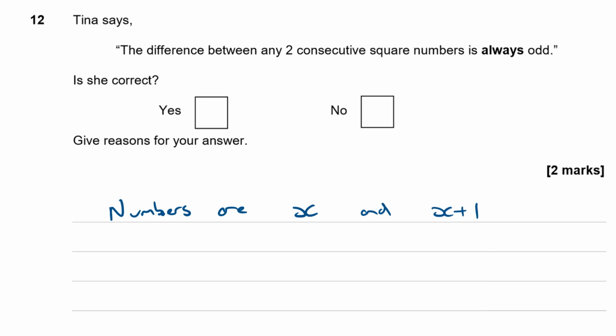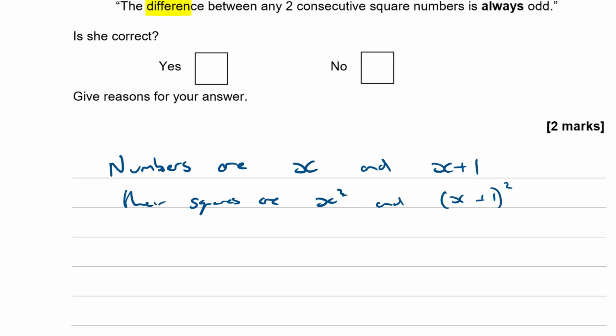So if I've got two consecutive numbers, x and x plus 1, then their squares are going to be x squared and x plus 1 all squared. And then if I want the difference between those, that's one take away the other, isn't it? So if I have x plus 1 all squared and I subtract x squared, what do I get?